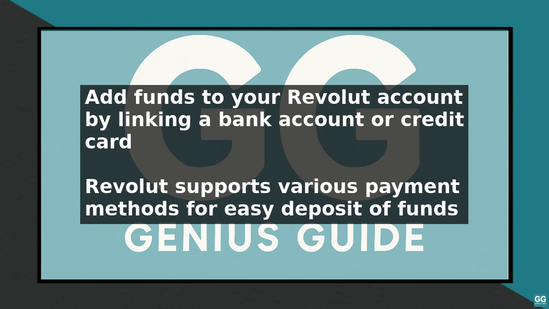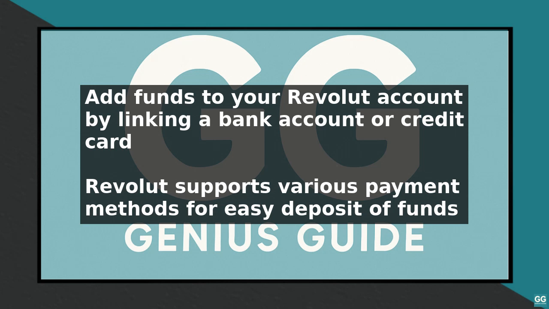Once your account is funded, navigate to the cryptocurrency section of the app. Here, you will see a list of available cryptocurrencies, including Bitcoin, Ethereum, and Litecoin. Choose the cryptocurrency you want to buy and select the amount you want to invest. Revolut allows you to buy cryptocurrencies using a variety of fiat currencies, including US dollars, euros, and pounds.